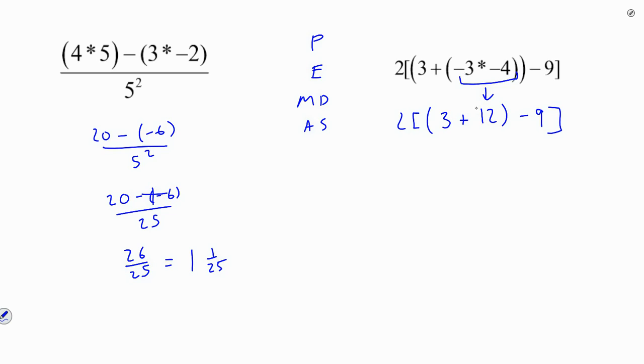Next, I'm going to continue with the innermost set of parentheses, so 2 parentheses. 3 plus 12 is 15, minus 9. Then I continue with my next set of parentheses, so 15 minus 9 would be 6. Now, even though these are called brackets, they still represent parentheses, so I'm still going to do 2 times 6, to wrap it all up because that is my only operation left.